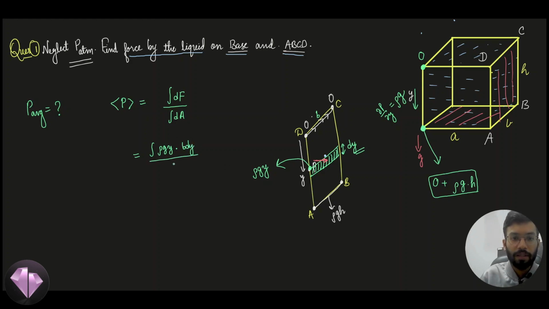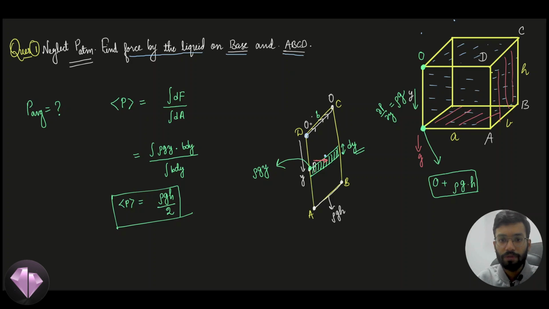And divided by integral dA. The area would be B into dy. So you can just work through this integration, and finally you will get the pressure as rho gh over 2. So this is the average pressure. Mathematically you can clearly see the pressure at this point was 0, the pressure at this point was rho gh, and the pressure is increasing linearly from 0 to rho gh.